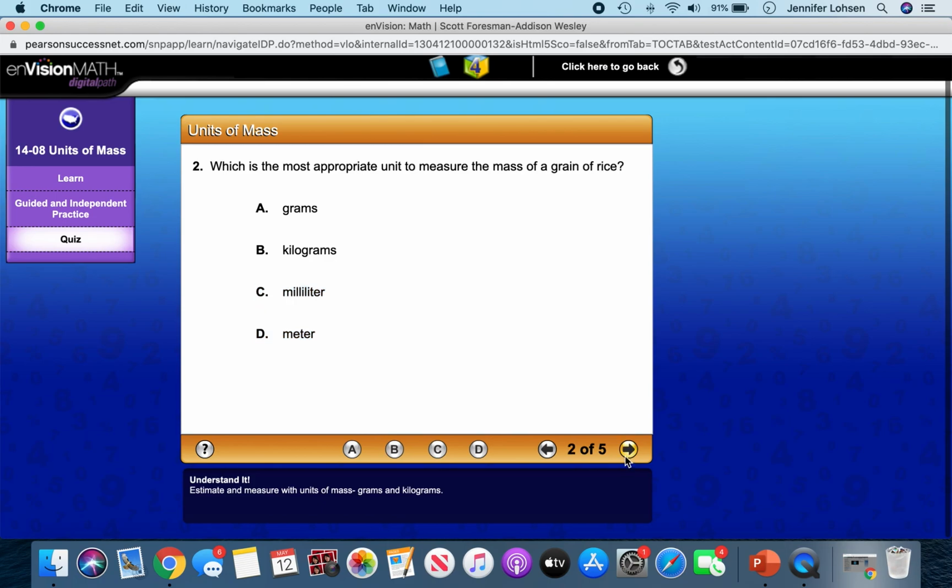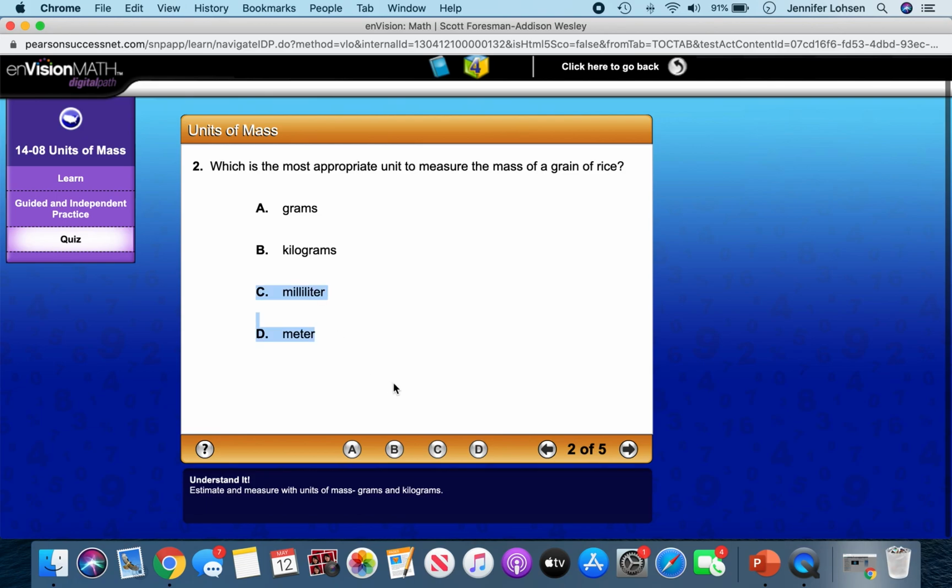Okay, number 2. Which is the most appropriate unit to measure the mass of a grain of rice? So I'm not talking about a big bowl of rice. I am talking about one itty bitty little piece of rice, okay? So we have to think first, what answers can we eliminate because they don't even measure mass? Look at it. Tell me which letters you're going to get rid of. 3, 2, 1. If you said C and D, you're correct.